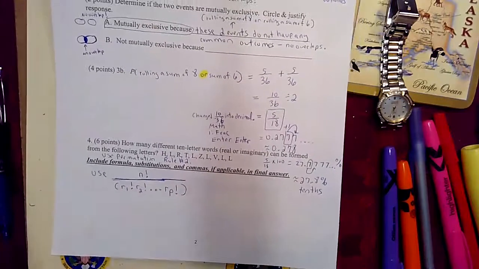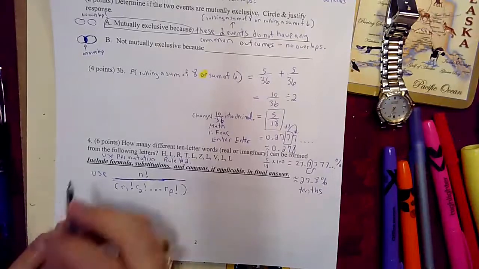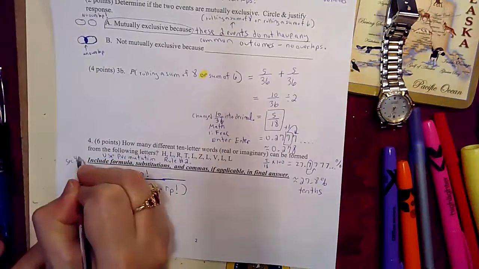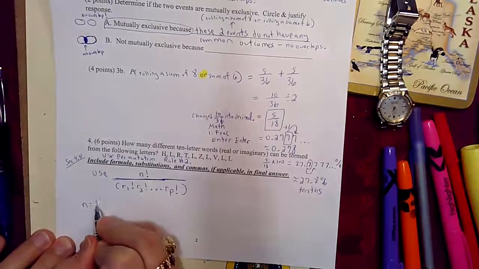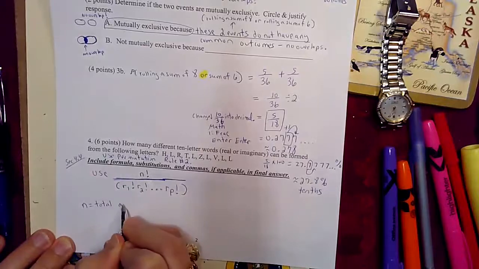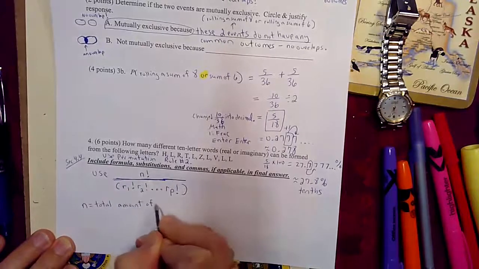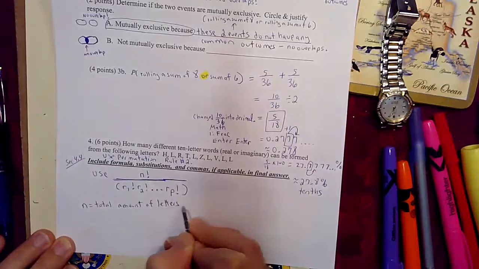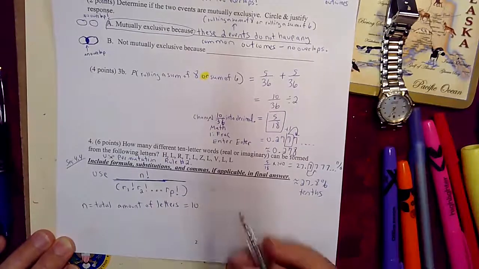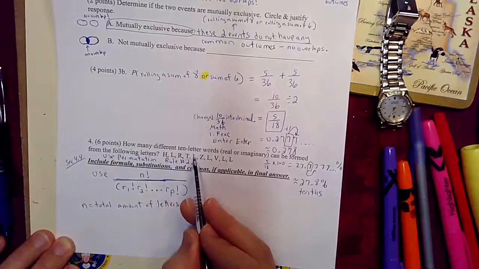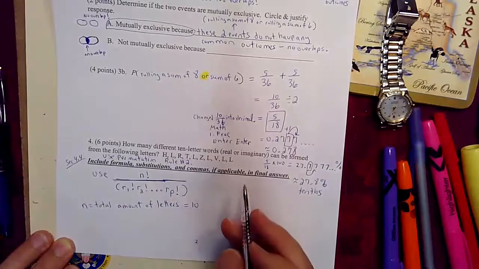Okay. So you should have that, like if you look at your workbook at the back of 4.4, that's in section 4.4. You see those formulas at the back of your workbook? Okay. So here, N is the total amount of letters. And that would be 10, okay? You saw me count them. 1, 2, 3, 4, 5, 6, 7, 8, 9, 10.